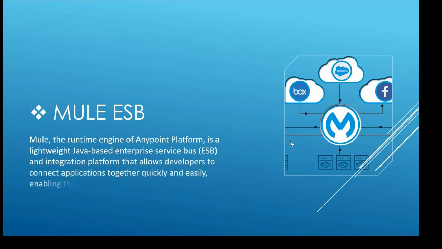Whatever the code predefined, it was written in Java, and we are not at all bothered about that. We need to just know that it was a Java Spring based ESB tool, and it is allowing developers to connect applications together quickly and easily, enabling them to exchange data via APIs. Okay, so you got to know what is a Mule ESB and how we are trying to develop APIs and how data exchange is happening.